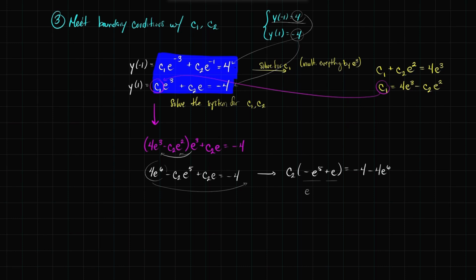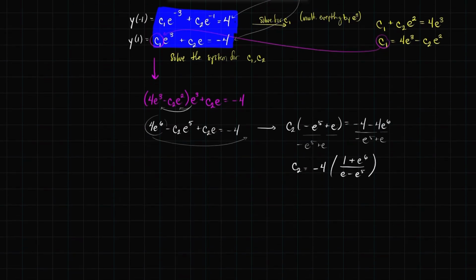Divide everything by e to the 5th plus e, leaving me with C2 is, well, let's factor out a negative 4. Negative 4 factors out. The numerator is 1 plus e to the 6th. Denominator is really e minus e to the 5th. And that's all that C2 can be. I mean, these problems are ugly. That's our life sometimes. That's what C2 is.